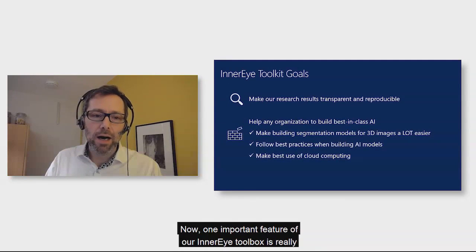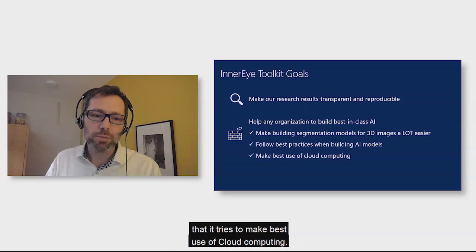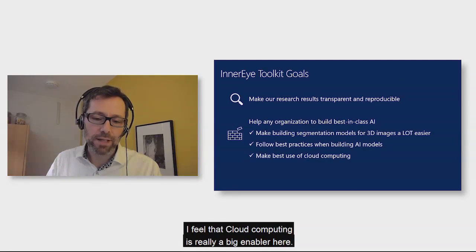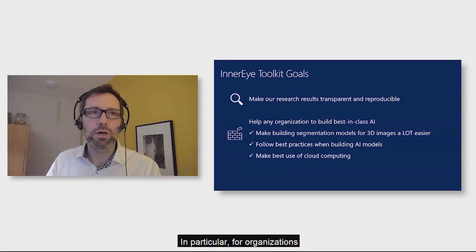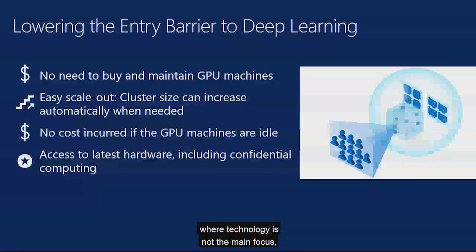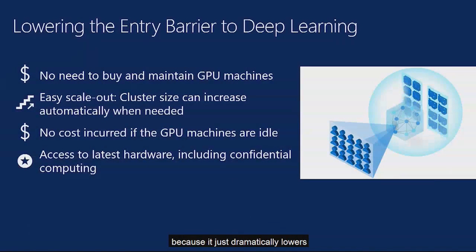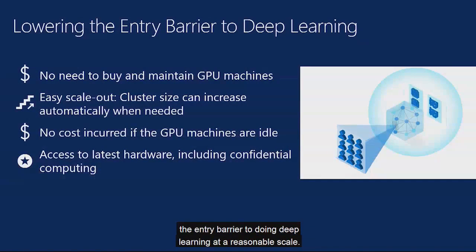Now, one important feature of our InnerEye toolbox is really that it tries to make best use of cloud computing. And I feel that cloud computing is really a big enabler here, in particular for organizations where technology is not the main focus, because it just dramatically lowers the entry barrier to doing deep learning at a reasonable scale.